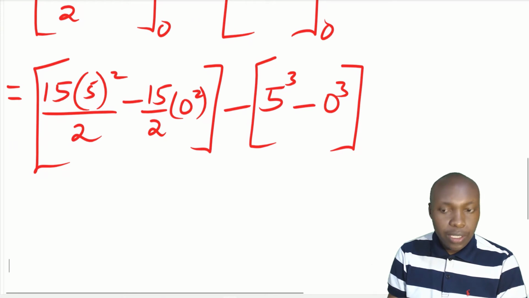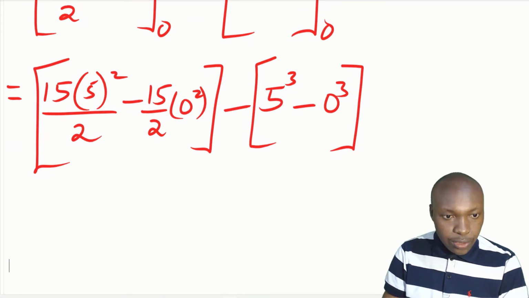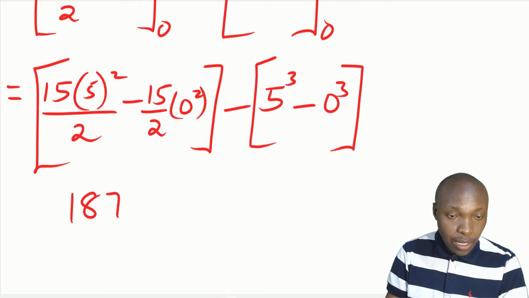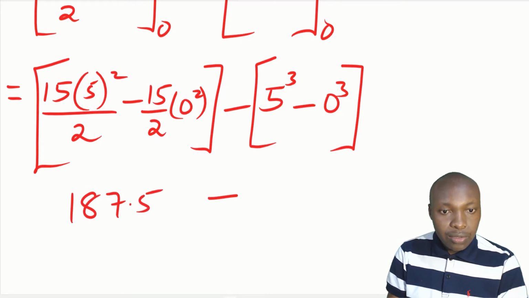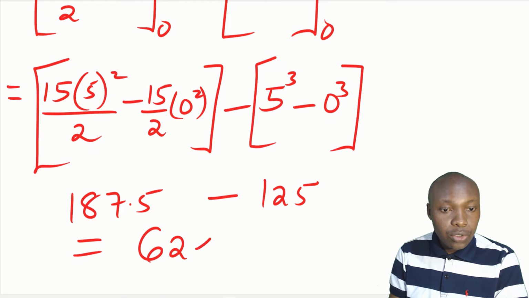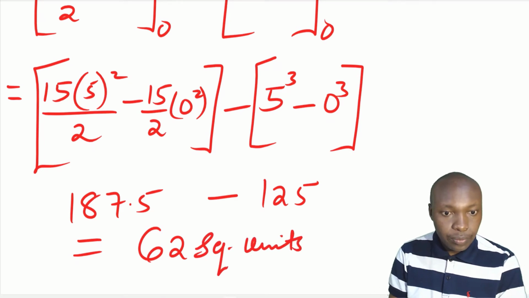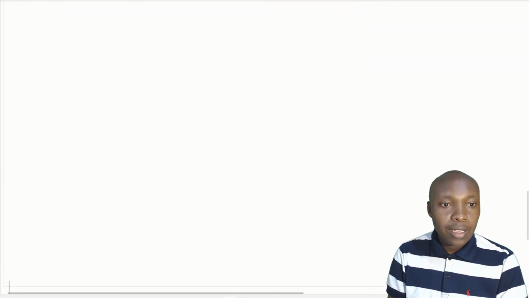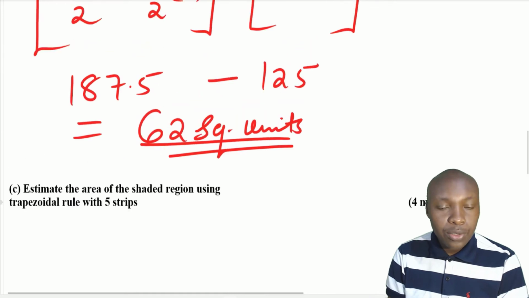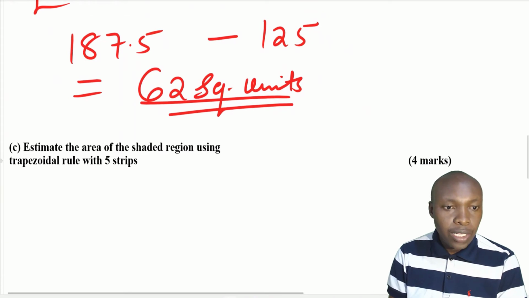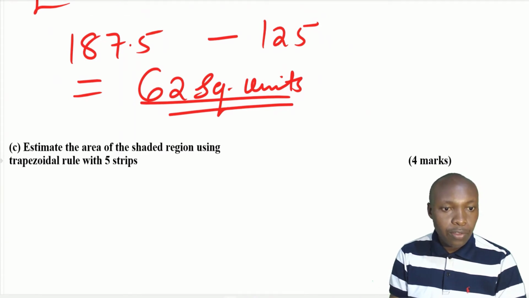When you work this out using the calculator, the first part gives 187.5, minus 5 cubed, which is 125. This gives 62.5 square units. So that is the shaded area using the integration method, and the integration method gives the exact area under the curve. That is very important to note: by use of the integration method, that gives the exact area. Now let's get the estimation of the area using the trapezoidal rule with 5 strips.